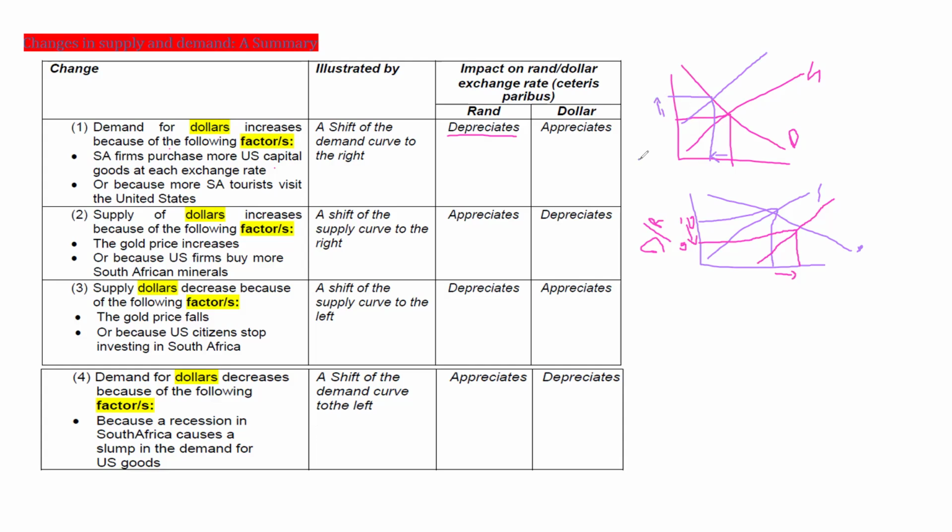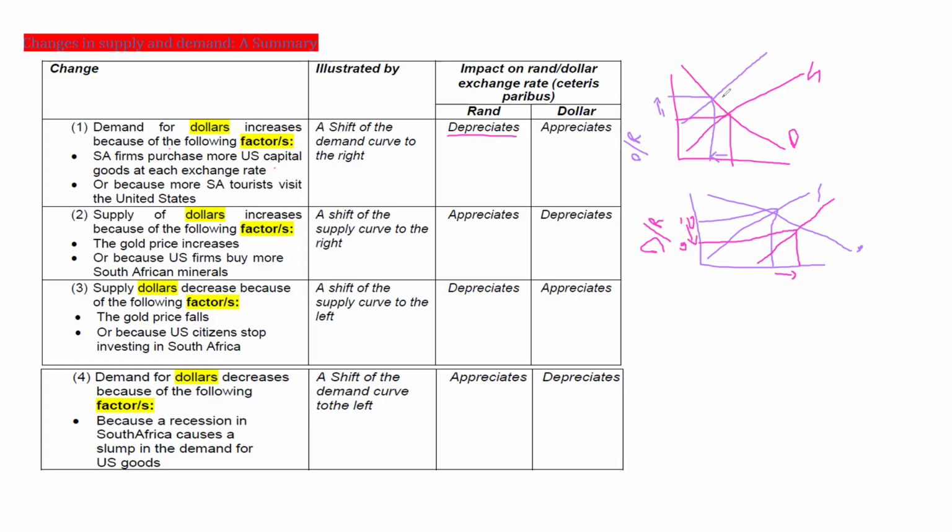So the price of dollar in rands. So you can see now that if the supply of a dollar decreases, what could cause a decrease in the supply of a dollar? It's the gold price fall. So if the price of gold decreases, it will then decrease the supply of a dollar. Or because the US citizens stop investing in South Africa. So meaning that people in the US stop investing in South Africa. So they stop giving us their currency. So the supply of a dollar will do what?